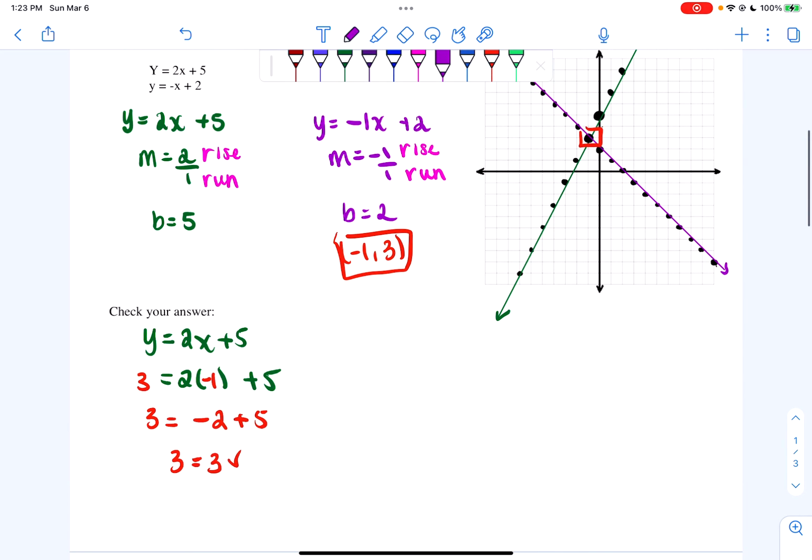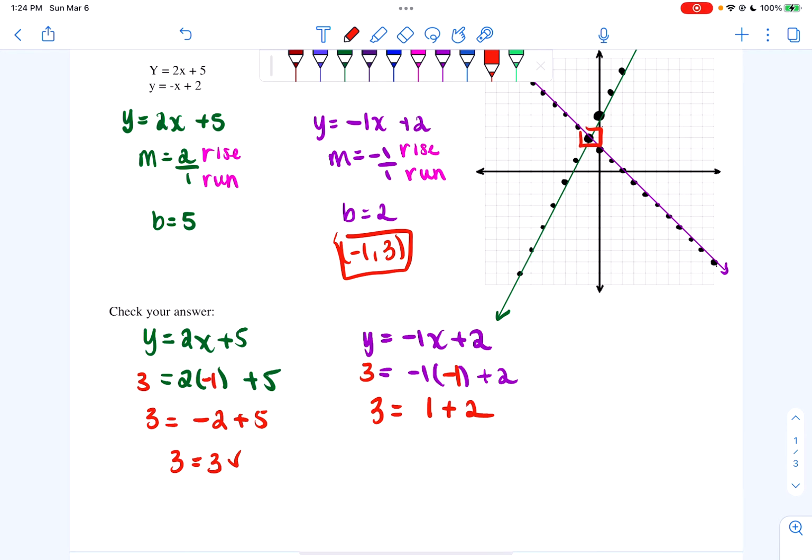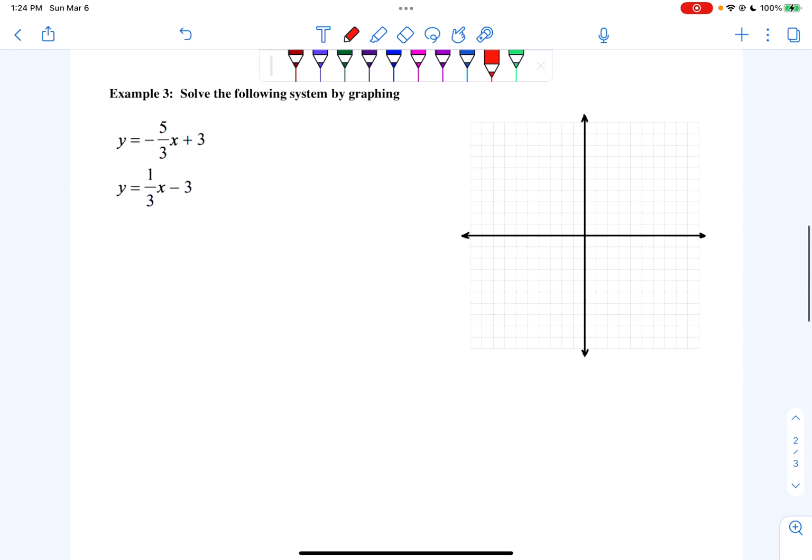Now we're going to look at our second equation, where we have y equals negative 1x plus 2. So I'm going to plug in that negative 1 for x and that 3 for y. We know negative 1 times negative 1 is 1, so I have 3 equals 1 plus 2, and 1 plus 2 is 3. So 3 is equal to 3. So this works out. We did this problem 100% correct.